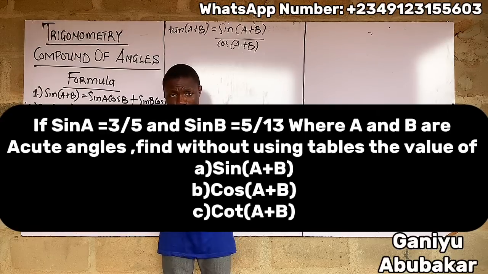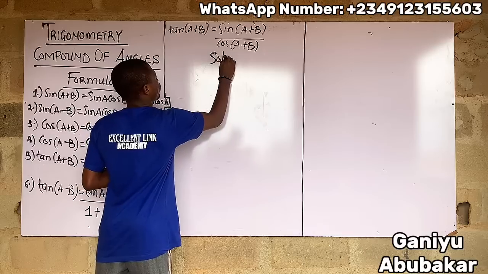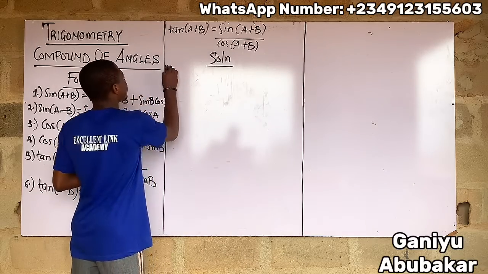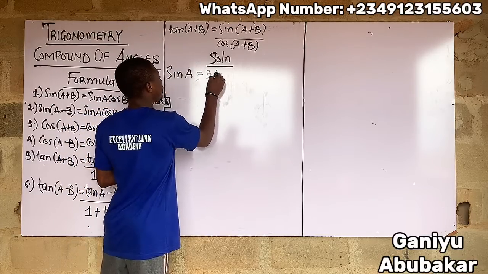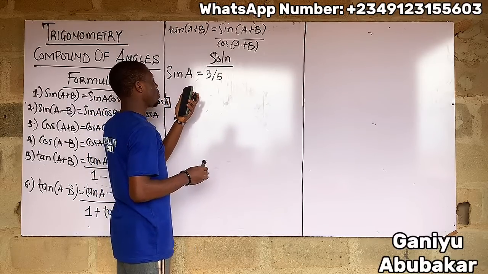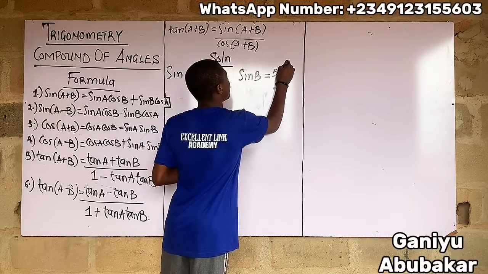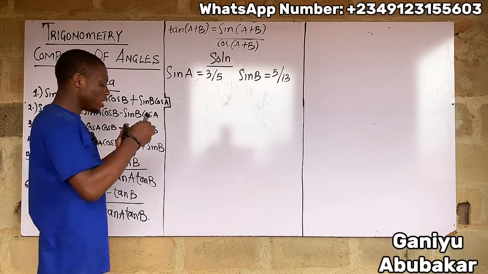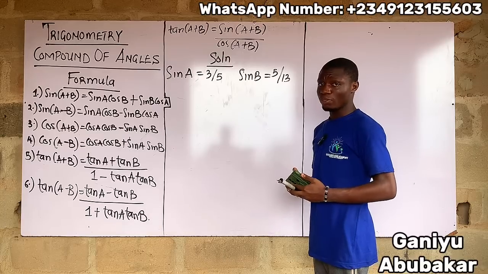My very first task here is to list out the parameters. Solution: I'm given sine A to be equal to 3 over 5. I'm given sine B too, equal to 5 over 13. Where A and B are acute angles, it means that A and B are less than 90 degrees. That becomes the concept.